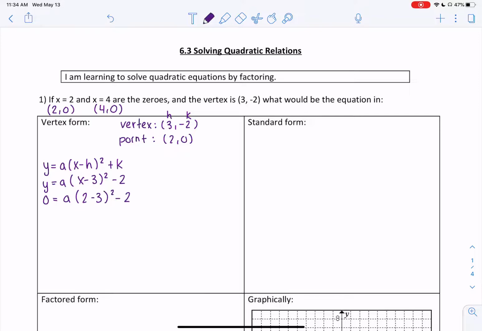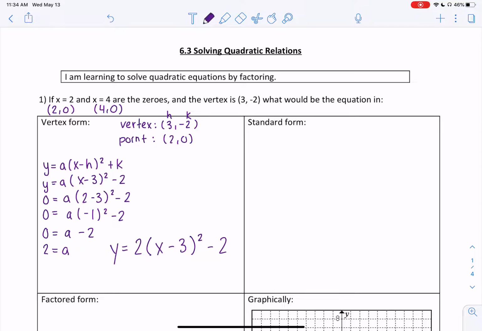Now we're going to solve for a, so let's simplify inside that bracket. Now the exponent, (-1) squared is just 1, so we have a minus 2. And then to get a all by itself, that 2 comes over here. So now we know a is 2, and our equation in vertex form is y equals 2 times (x minus 3) squared minus 2. We sub in our vertex again for h and k. So that's our first one.